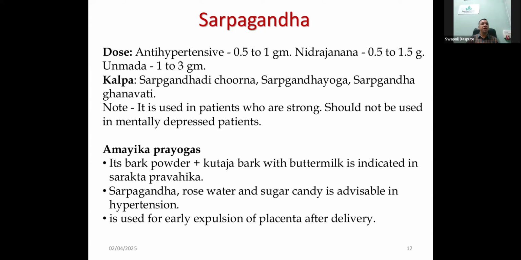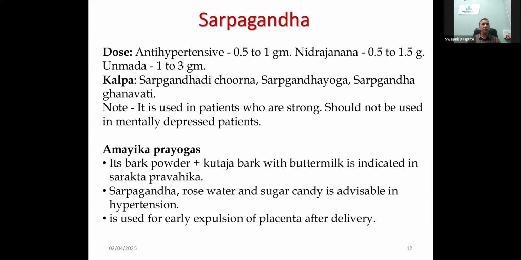Amai Prayogas: its bark powder plus Kutaja bark with buttermilk is indicated in Sarakta Pravahika. Sarpagandha, rose water, and sugar candy is advisable in hypertension. So when you use Sarpagandha, a singular herb is usually not used, but that combination can be given in rose water and sugar candy, in order to alleviate the increased blood pressure.